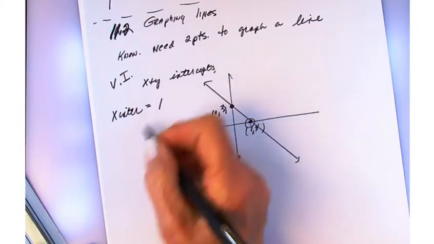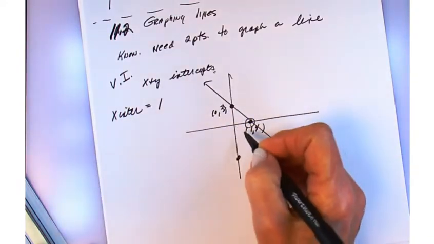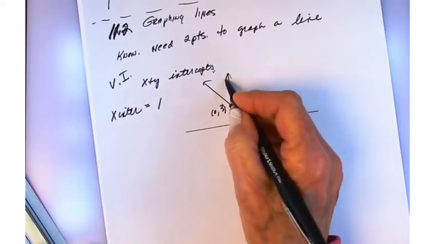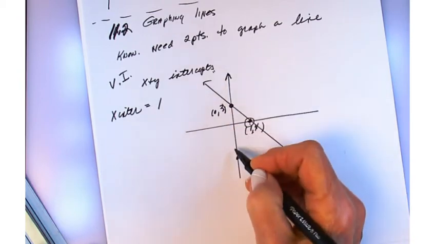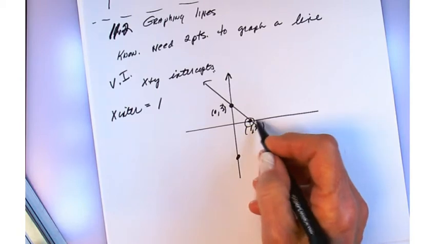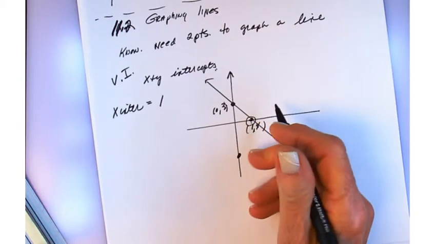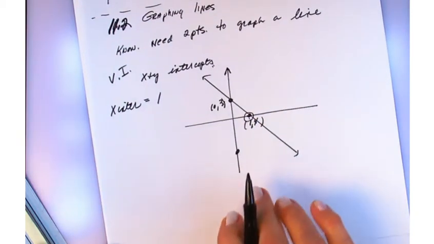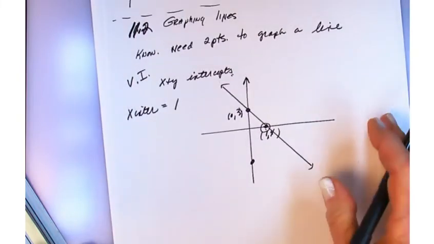Well, we only have one x-intercept, so we're done. It's just x equal to 1. That's how easy it is. Now the y-intercept, this is the x-intercept here.